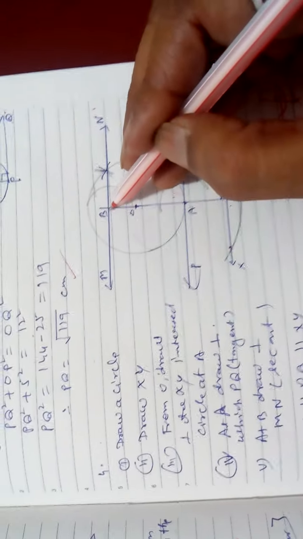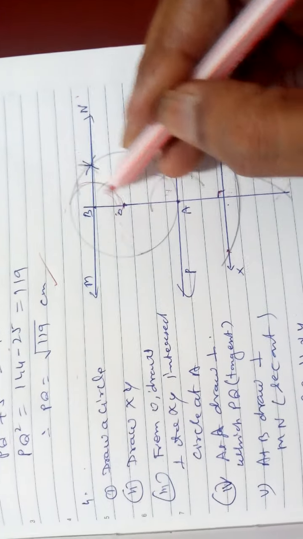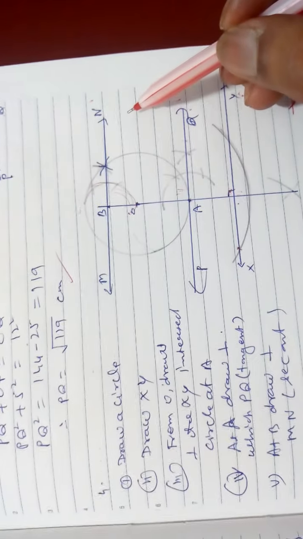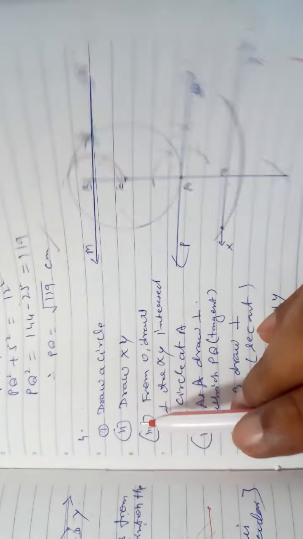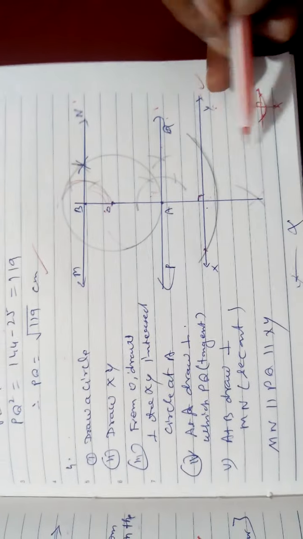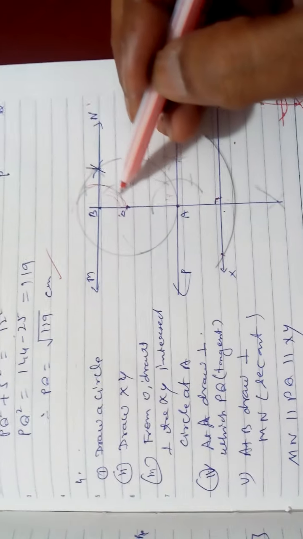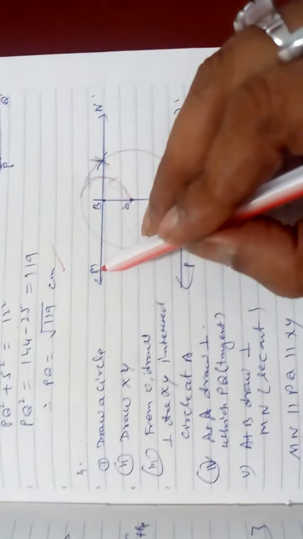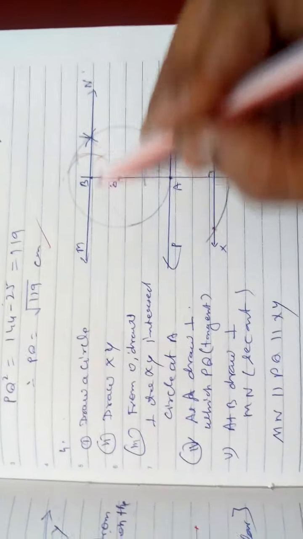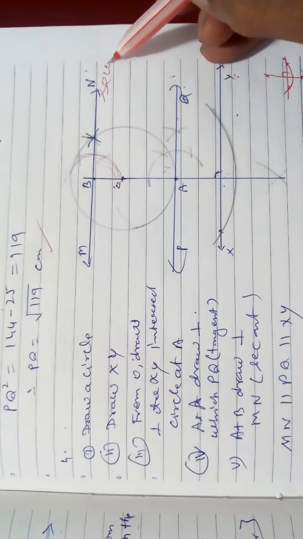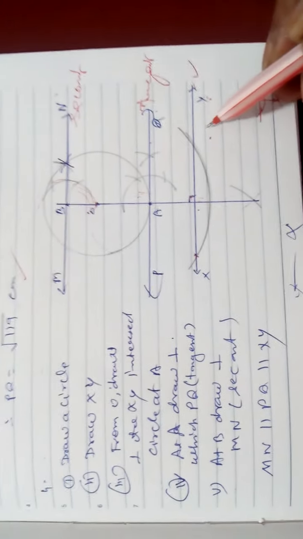Then produce this line, take another point B, or at O you can draw another 90 degree angle. Why 90 degrees? Any line you can draw, it will be a secant. But why only 90 degrees? Because your condition is given: the line must be parallel to the given line, and it is also a secant. So we will draw a 90 degree angle here again. So you are getting a line MN which intersects the circle at two points and it is called a secant.